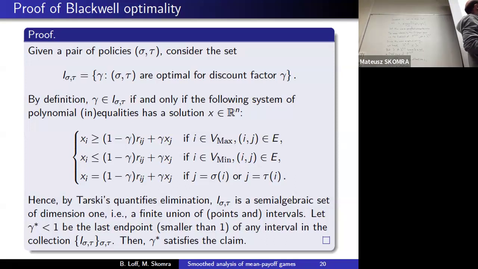So now take all of these sets. You have all of these intervals and points, and you take all of the endpoints of all of these intervals. Very good. So you have chopped [0, 1] into many, many small intervals. Now take the last point that is not 1. You take this as your Blackwell threshold.